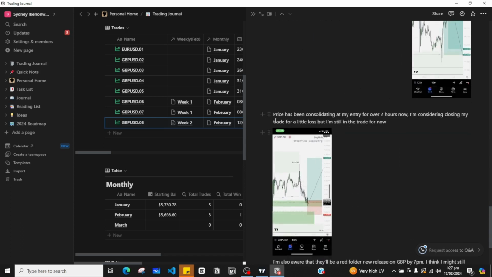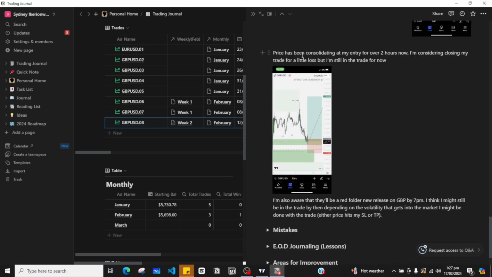After watching the trade for some time, price has been consolidating at my entry for over 2 hours now. I'm considering closing my trade for a little loss, but I'm still in the trade for now. This is because after price showed this consolidation here, I wasn't really expecting price to do much, since it was first on a Monday, and it has already fulfilled this higher time frame target. But I still decided to at least watch and see what price does using the New York volatility. I was hoping to see volatility get into the market during the New York session.